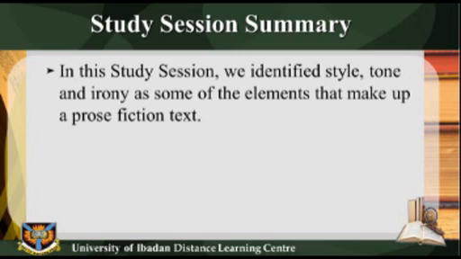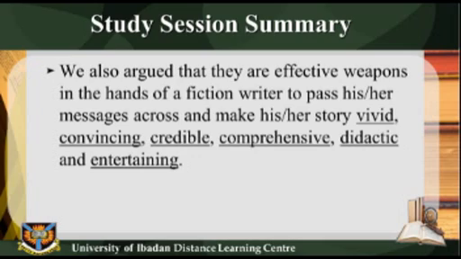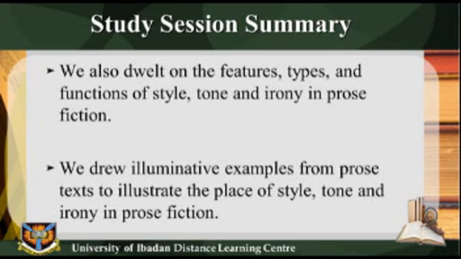In this study session, we identified style, tone, and irony as some of the elements that make up a prose fiction text. We also argued that they are effective weapons in the hands of a fiction writer to pass his or her messages across and make his or her story vivid, convincing, credible, comprehensive, didactic, and entertaining. We also dwelt on the features, types, and functions of style, tone, and irony in prose fiction. We drew illuminative examples from prose text to illustrate the place of style.